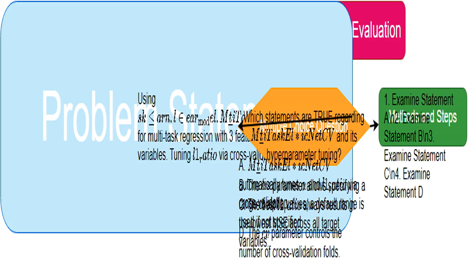I'm tackling a multiple-choice question about MultiTaskElasticNetCV, a machine learning model from the Sklearn library. This model is used for multitask regression, meaning it predicts multiple things at once. It uses elastic net regularization, a mix of lasso, L1, and ridge, L2, techniques, to prevent overfitting. We're evaluating its performance using cross-validation to find the best hyperparameters.